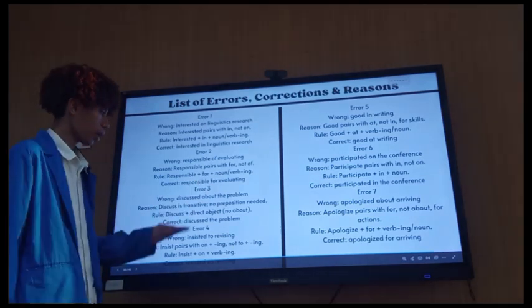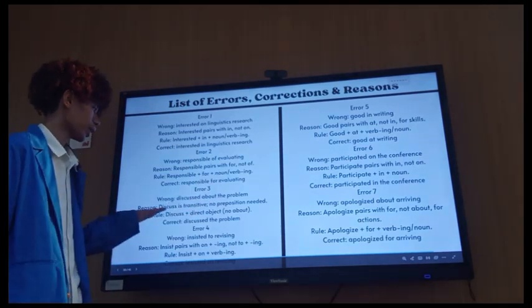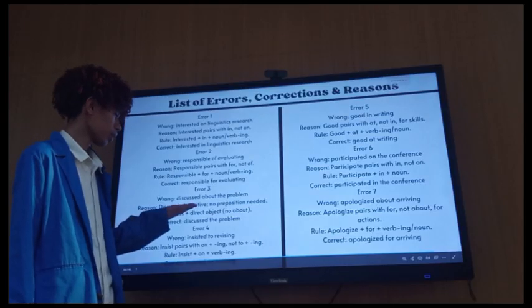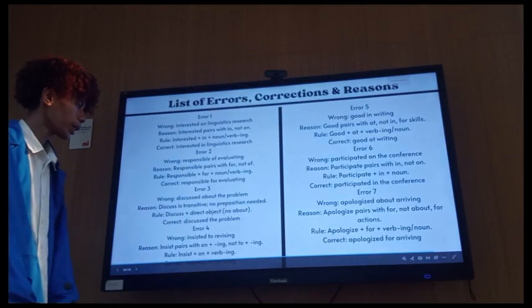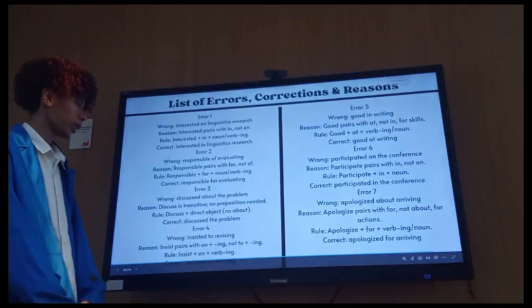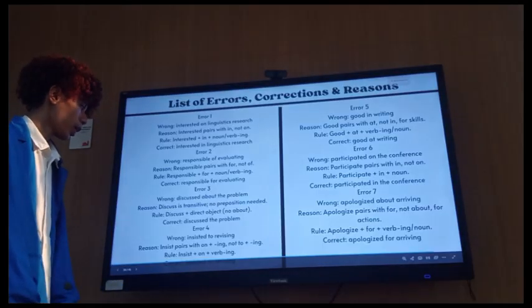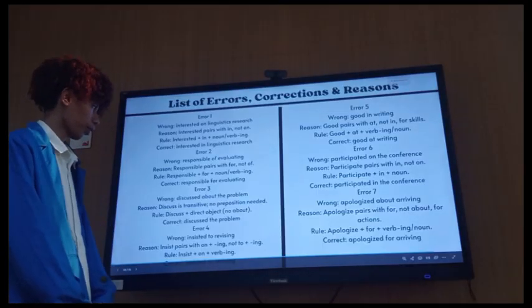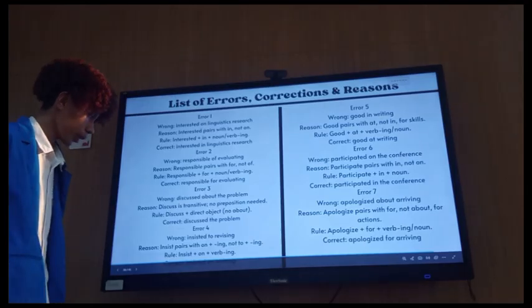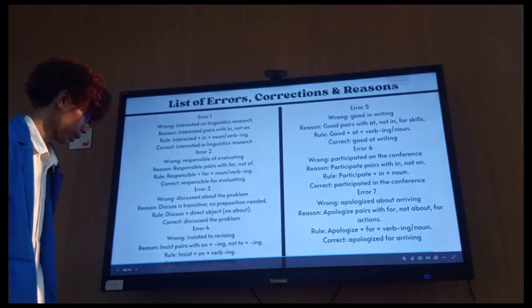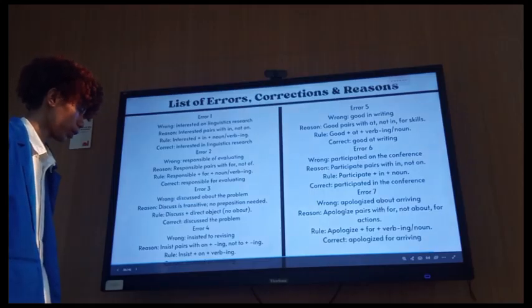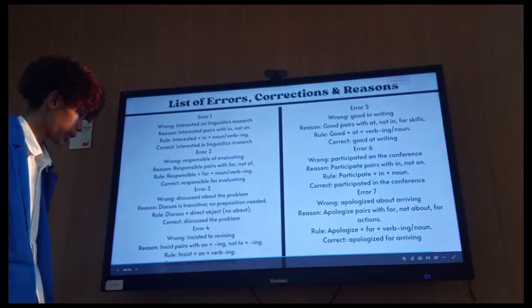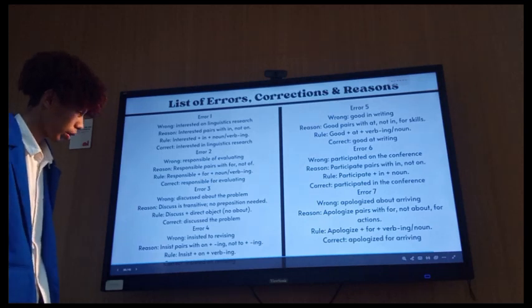Error 3. Wrong: "discuss about the problem." Reason: "discuss" is transitive, so no preposition is needed. Rule: discuss plus direct object, not "about". Correct: "discuss the problems." Error 4. Wrong: "insists to refusing." Reason: "insist" pairs with "on" plus -ing, not "to" plus -ing. Rule: insist on plus verb-ing. Correct: "insists on refusing."